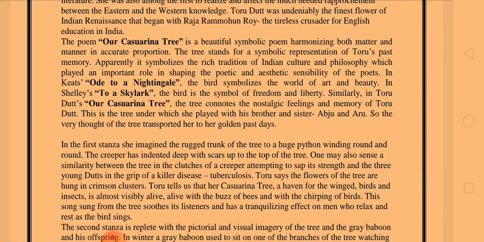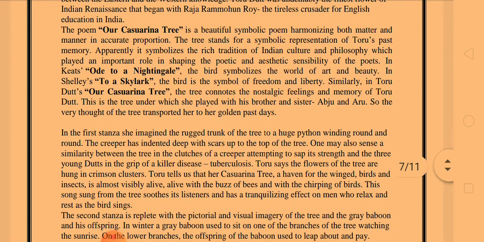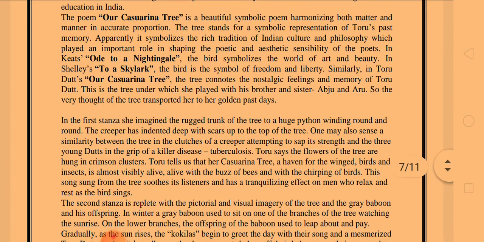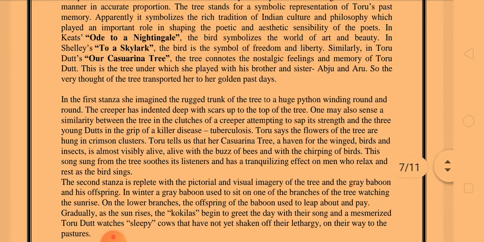One may also sense a similarity between the tree in the clutches of a creeper attempting to sap its strength and the three young ones in the grip of a killer disease, that is tuberculosis. Toru says the flowers of the tree are hung in crimson clusters. Toru tells us that her casuarina tree, a haven for winged birds and insects, is almost visibly alive.